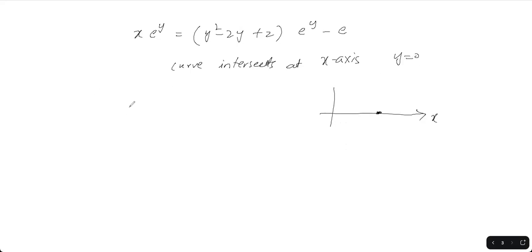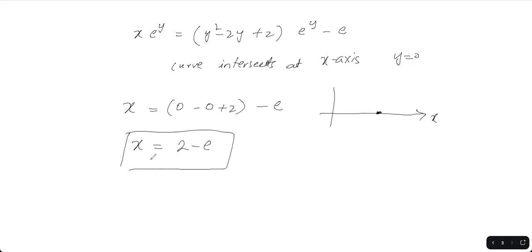So x e^0, which is x times 1, equals 0 - 0 + 2, times e^0, which is 1, minus e. So x is equal to 2 - e. This is the required result.